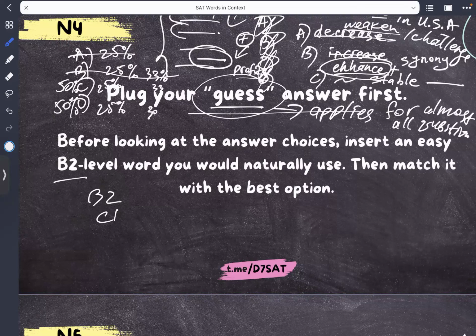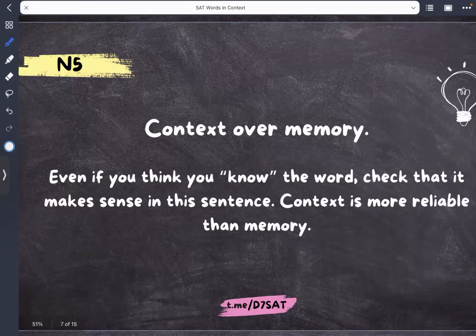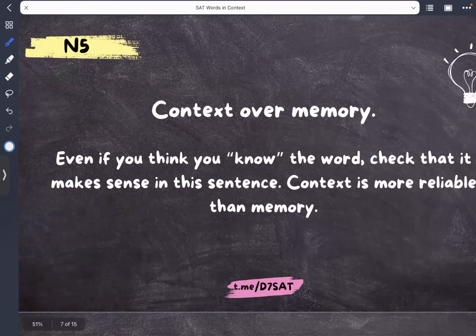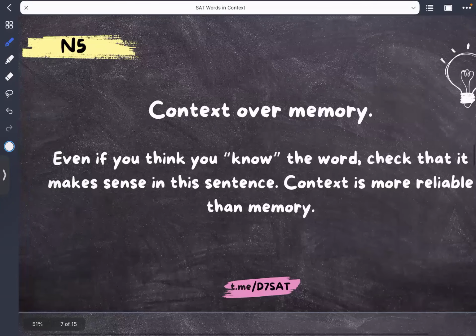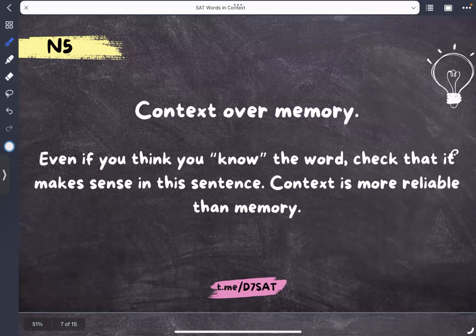The next step, number 5: context over memory. Even if you know the word, check that it makes sense in this sentence. Yes, you should check that it makes sense in this sentence. Context is more reliable than memory.